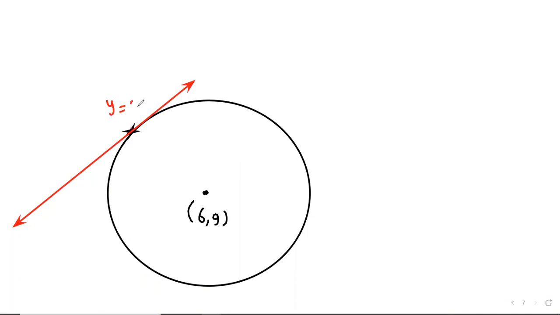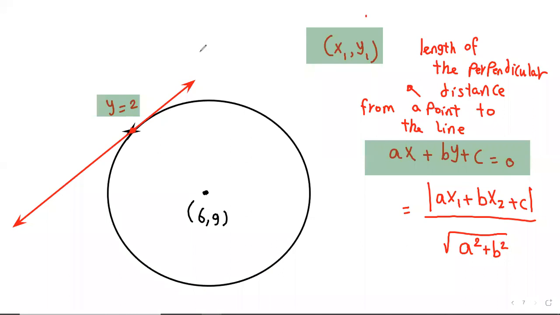Okay. And I want to get the diameter length. So tell me, how can we get the diameter length? If we have the equation y equals 2, and this line touches the circle. Give it a shot. Try. We have studied before how to find the length of the perpendicular distance from a given point (x1, y1) to the line ax plus by plus c equals 0. Okay, we will apply this rule.